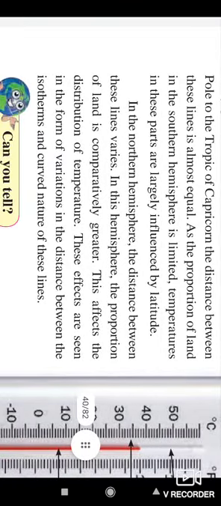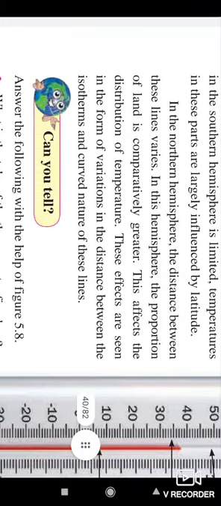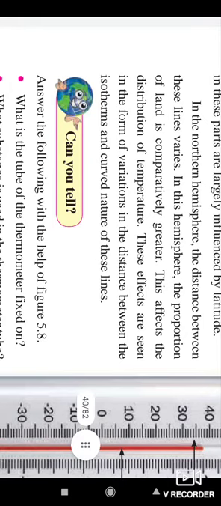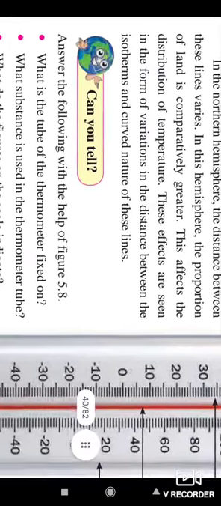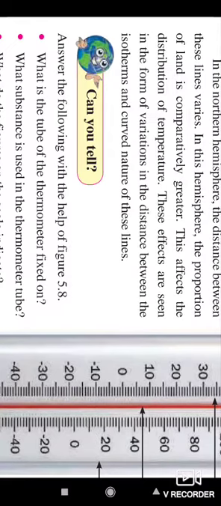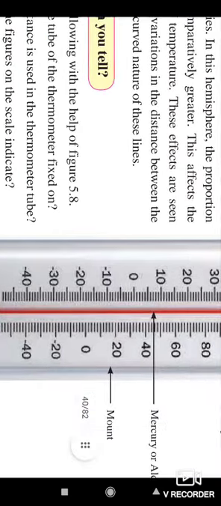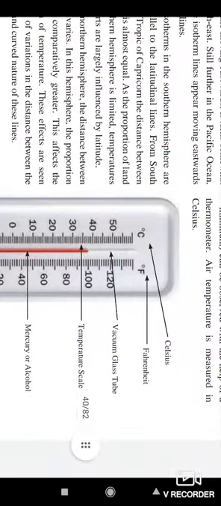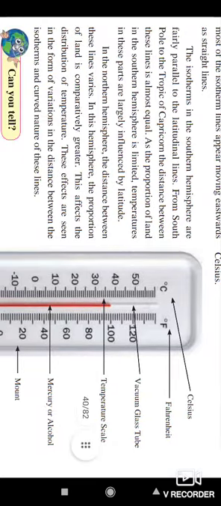In the northern hemisphere, the distance between these lines varies. In this hemisphere, the proportion of land is comparatively greater. This affects the distribution of temperature. These effects are seen in the form of variations in the distance between the isotherms and the curved nature of these lines. So here we have the different temperatures of the oceanic currents.